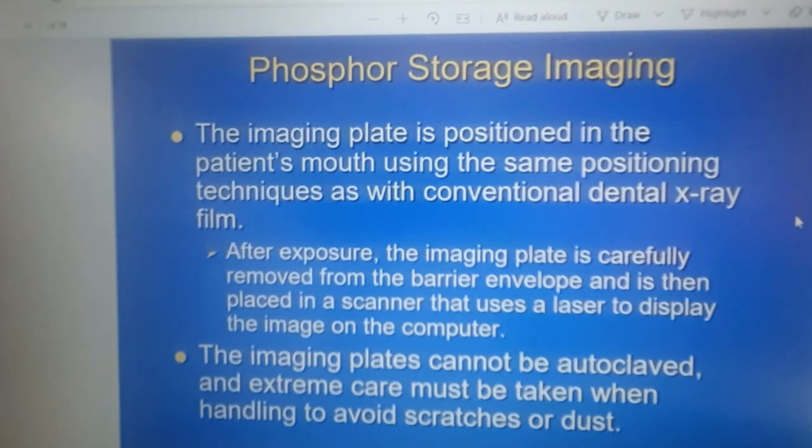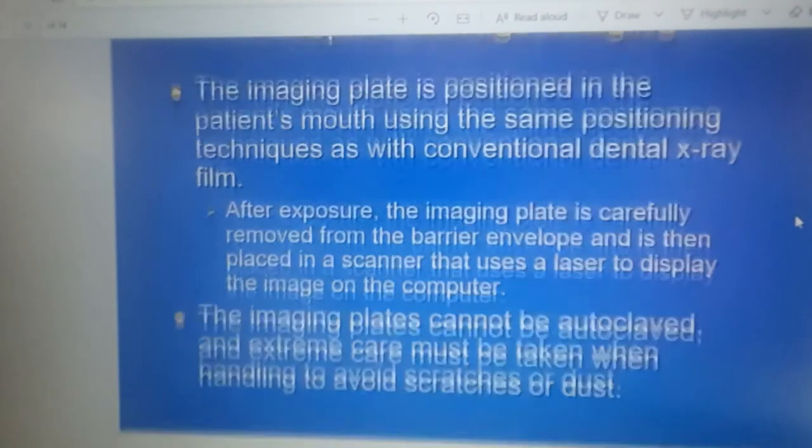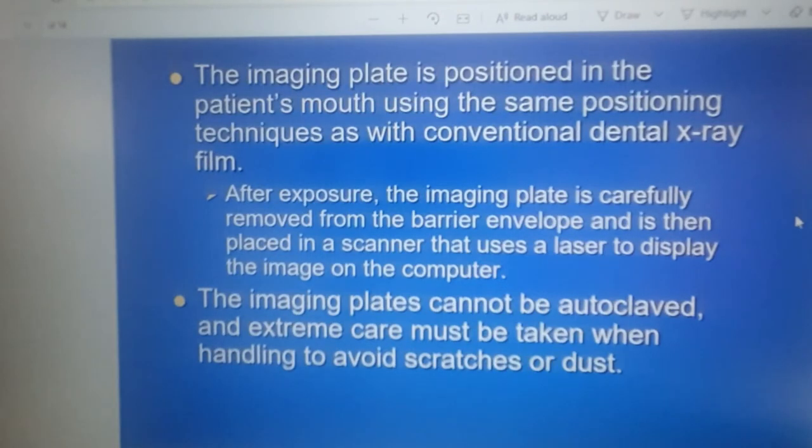So after the imaging plates have been scanned, they must be cleared between each use by exposing them to a very bright light like that of a view box, and then this is kept on the view box for several minutes. So once the image is erased from the image plate, they can be sterilized and then used again. So just like how your slide is explaining, the imaging plates cannot be autoclaved, ladies and gentlemen, and extreme care must be taken when handling them to avoid scratches or dust. So once you've placed them onto that bright light, leave them alone.